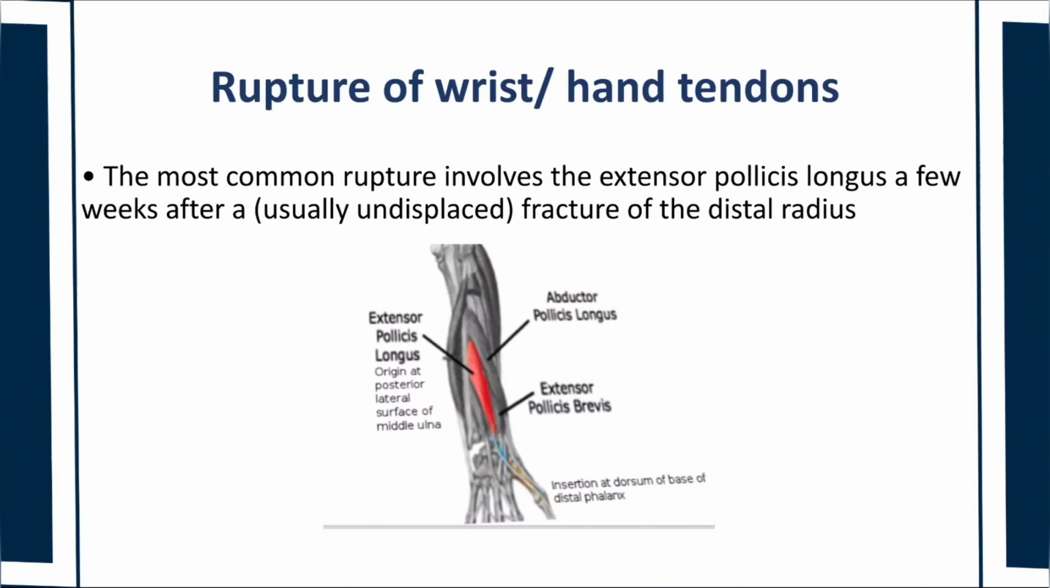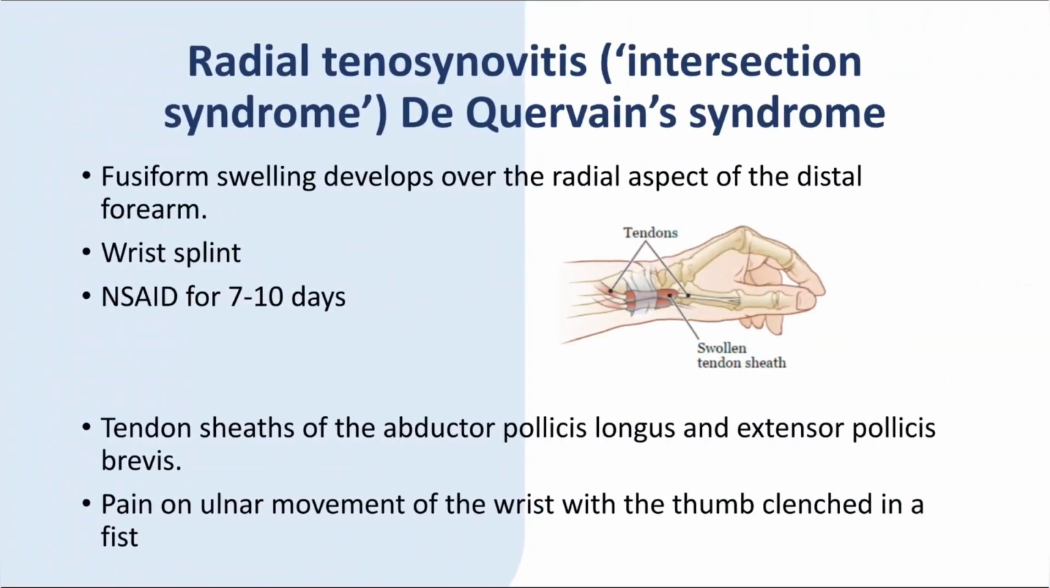Rupture of wrist and hand tendons. The most common rupture involves the tendon called extensor pollicis longus. The extensor pollicis longus can be injured or ruptured a few weeks after an undisplaced fracture of the distal radius, for example Colles fracture. And the patient cannot extend their thumb. You have to refer such patients to the orthopedic doctor.